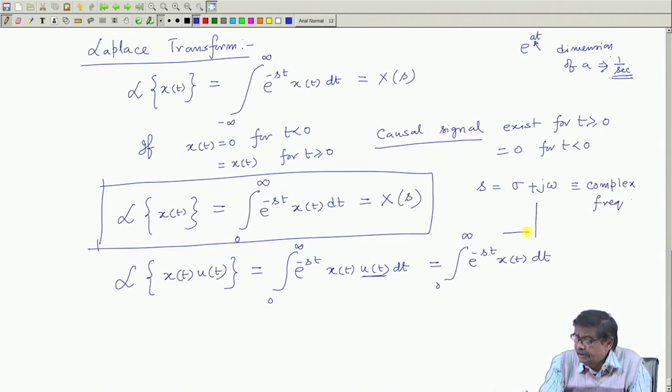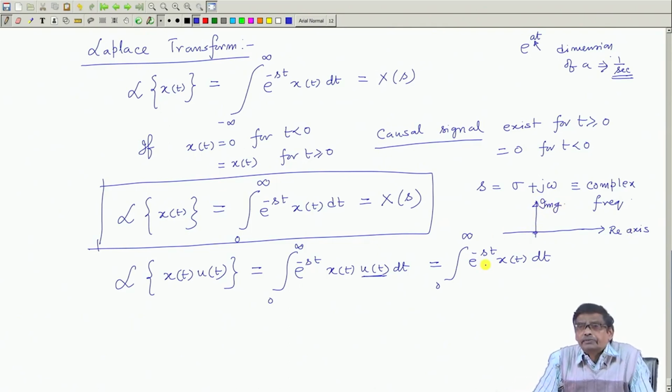So, s can be represented in the complex plane. This is the real axis and this is the imaginary axis. Some complex frequency plane, okay. And we can then find out Laplace transform of some useful functions and make a table of them, so that whenever I wish I will find out its Laplace transform, and we will see later how it simplifies the solution of differential equation problem.